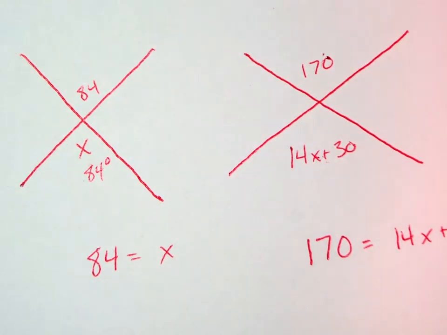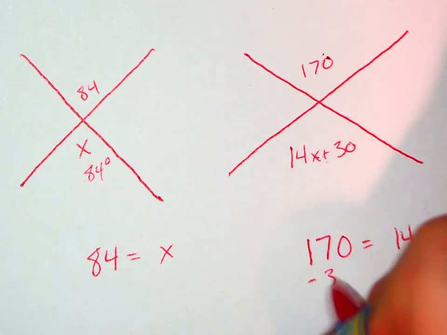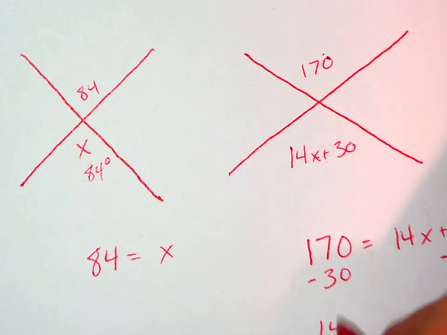Now we simply solve for x to find out what the value of x is. So my first step would be to subtract 30 from both sides. And I end up with 140 equals 14x. Now 14 is getting multiplied to x, so the opposite operation would be divide by 14.